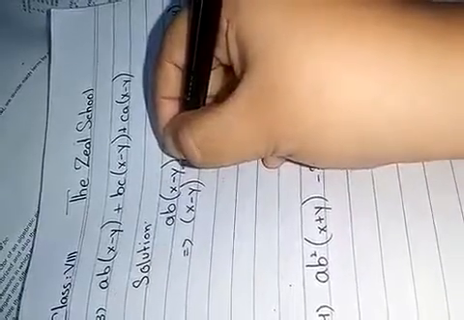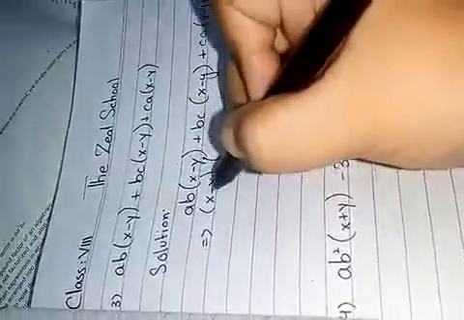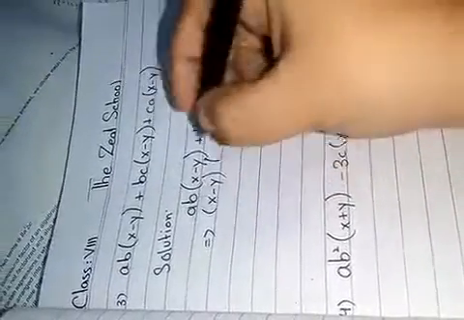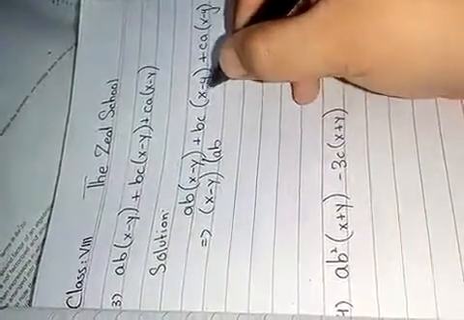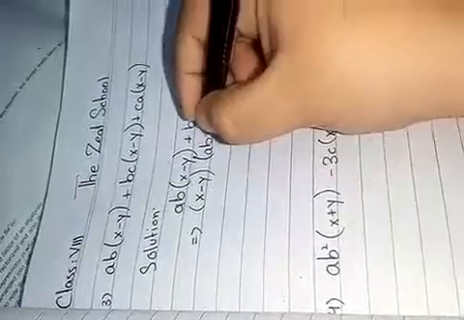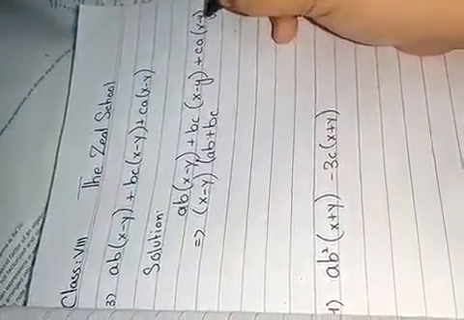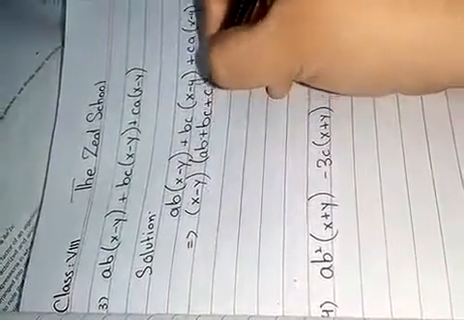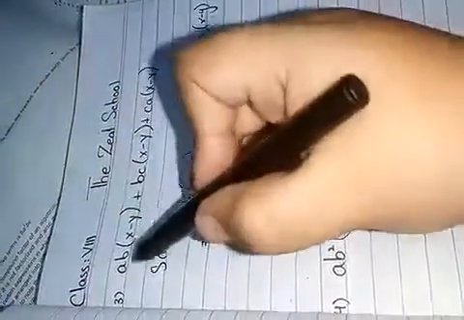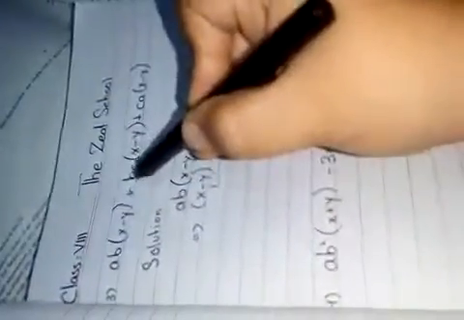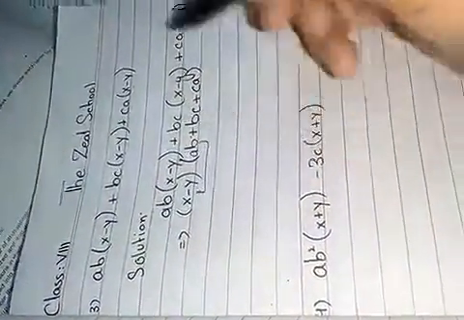Now we have to write the remaining components in the terms. In the first term we take x minus y as common, so which is left? AB is left. In the second expression we take x minus y as common, so which is left? Plus BC is left. And in the third one we take x minus y as common, so plus CA is left. So these two are the factors of AB x minus y plus BC x minus y plus CA x minus y.